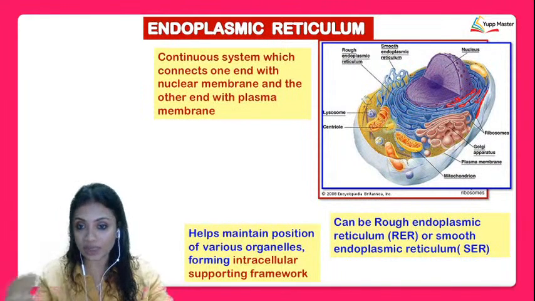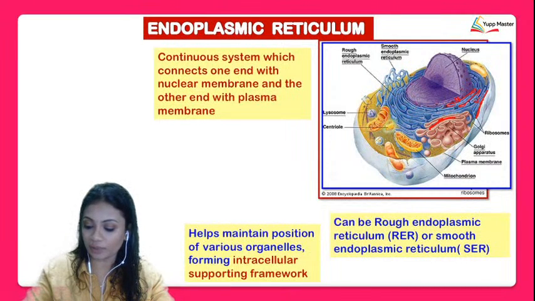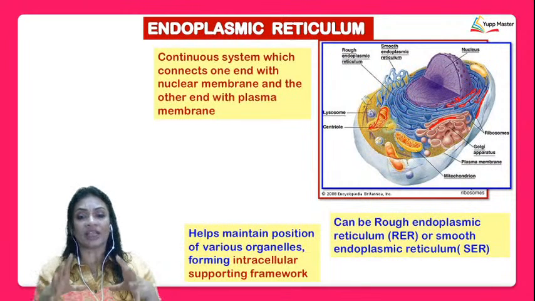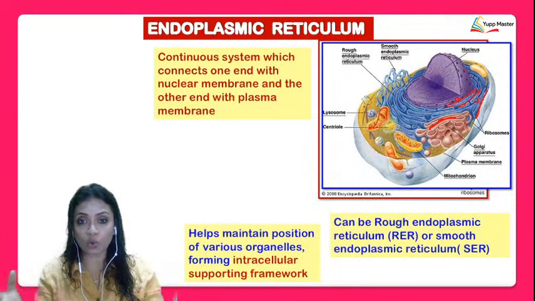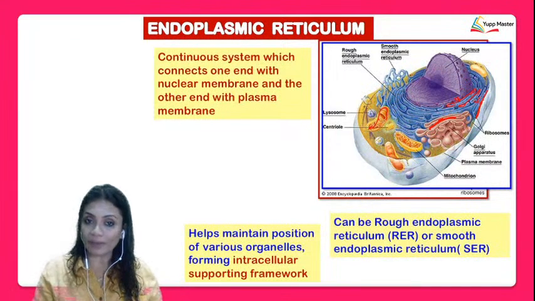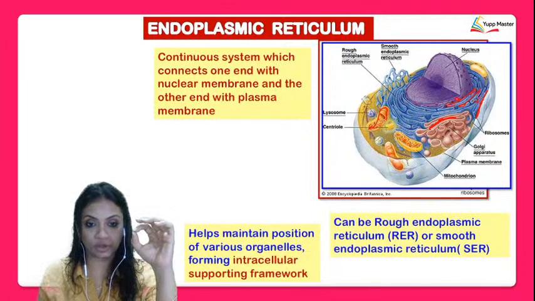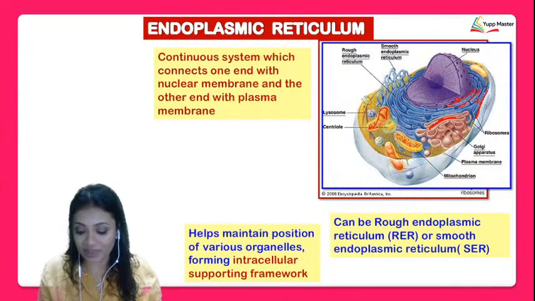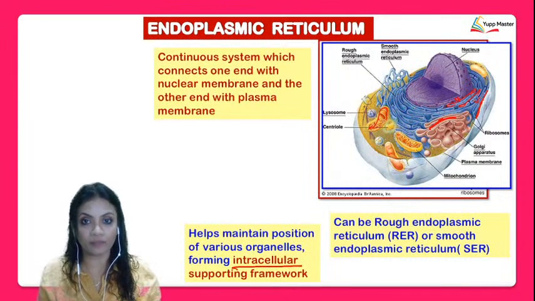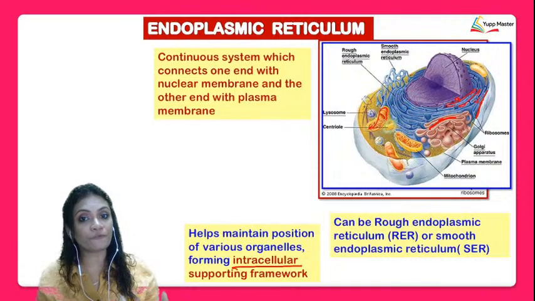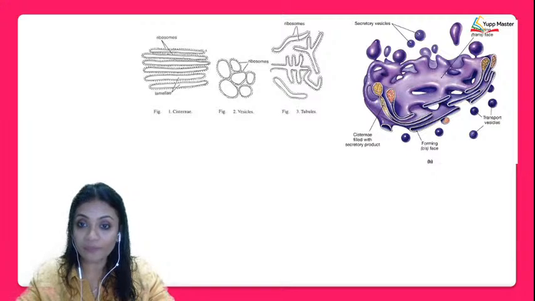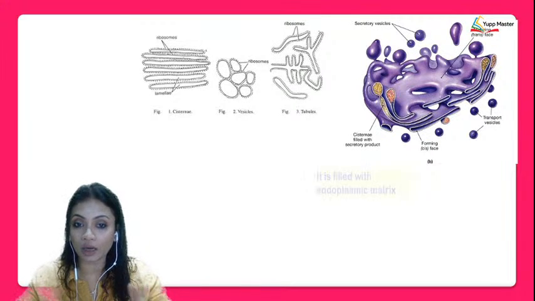Look at the other cell organelles around it, the Golgi bodies, the mitochondria. You can see how everything is in a particular place because the whole cell is held together with that endoplasmic reticulum. So we may also say that this endoplasmic reticulum is forming the intracellular supporting framework. Intracellular means the part inside the cell. Now we also see that this endoplasmic reticulum can be in three different shapes.